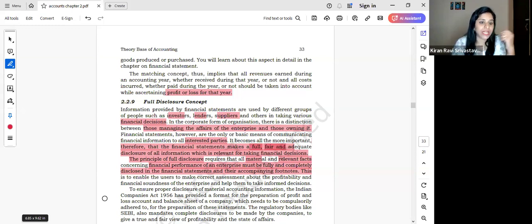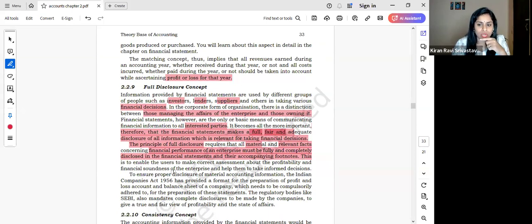This is a material information. Why is it material? Because when the fire took place, it's obvious that some stock must be lost, or there might be some damage to the property of the business. Here it is not converted in monetary terms, but yes, there is a loss in terms of finances. So it enables the users to make a correct assessment about the profitability and financial soundness of the enterprise and helps them to take informed decisions.